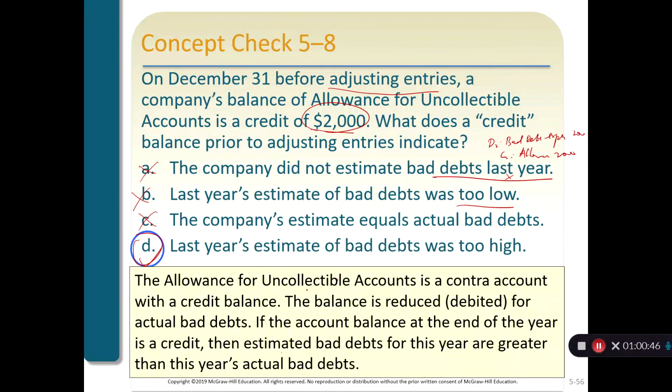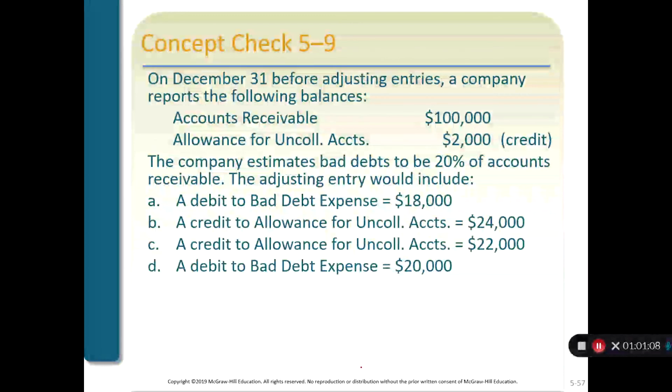So the allowance for uncollectible accounts is a contra account with a credit balance. The balance is reduced, or debited, for actual bad debts. If the account balance at the end of the year, before adjusting, is a credit, then estimated bad debts for this year are greater than this year's actual bad debts. Okay? Yes. Okay, another example.